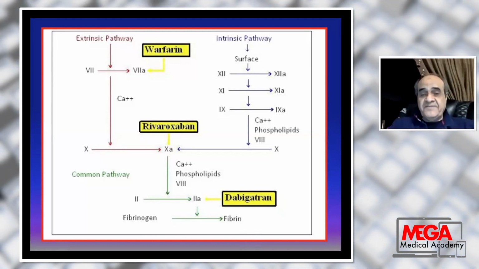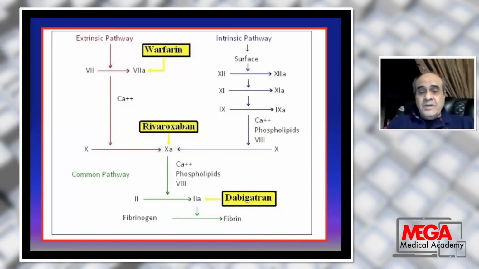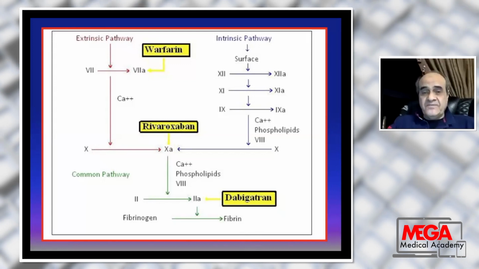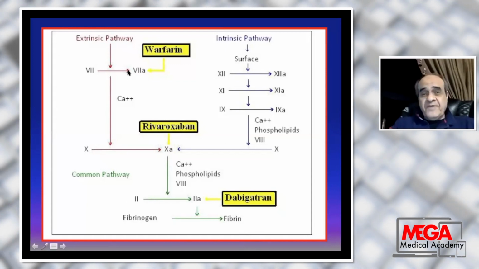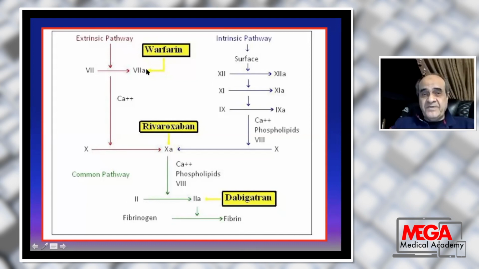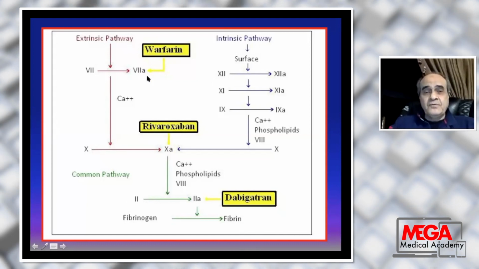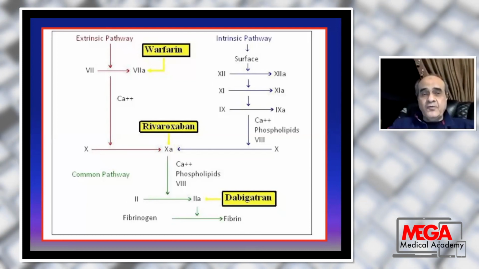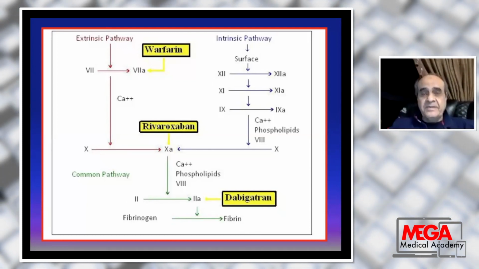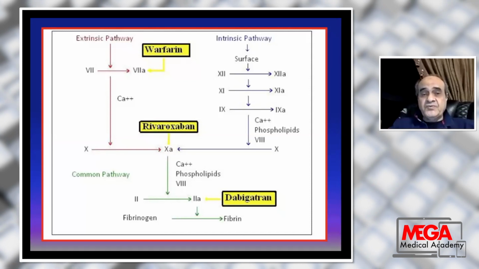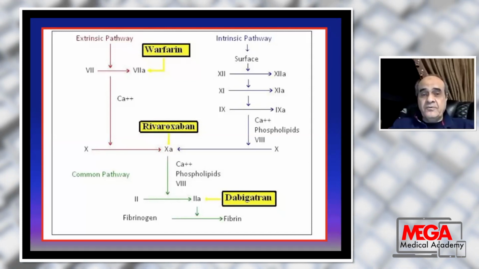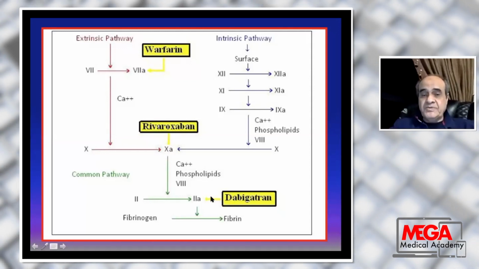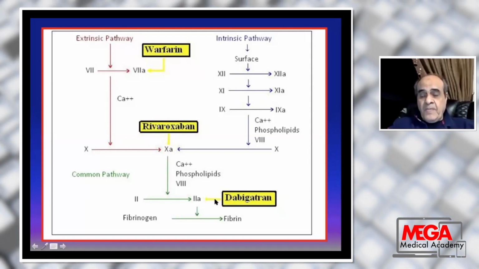After that, the fibrinolytic system, as you know, will start to act and start destruction of this fibrin. As we know, warfarin will work here. It will interfere with the secretion of factors 2, 7, 9, and 10. Also, rivaroxaban, one of the DOACs, acts on factor 10. Dabigatran also acts on thrombin, or factor 2.